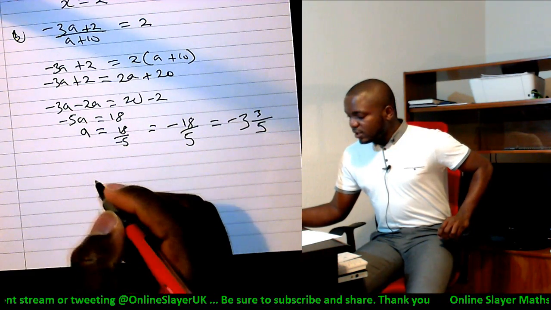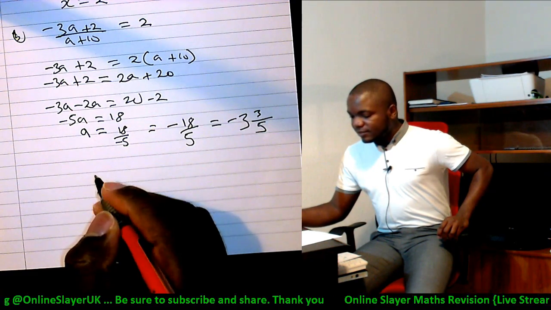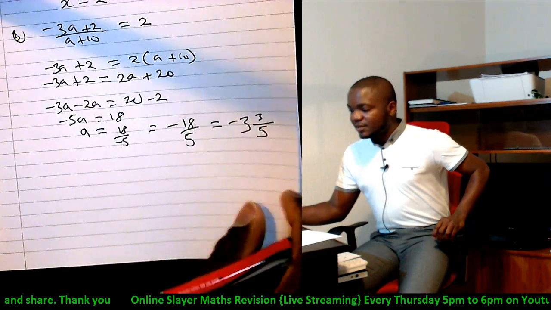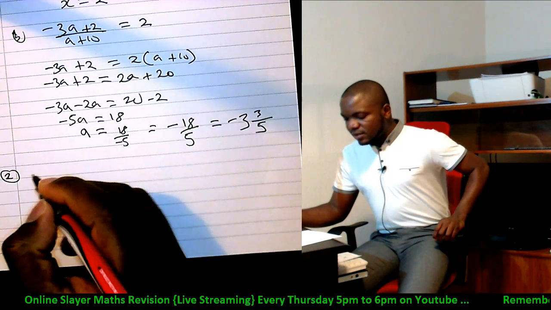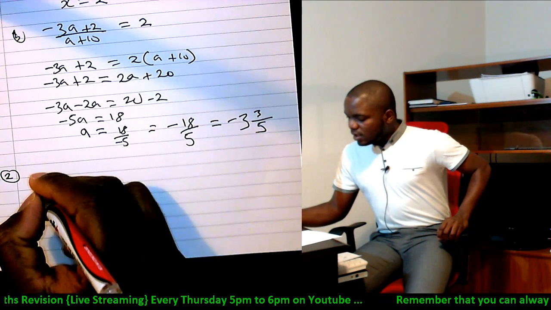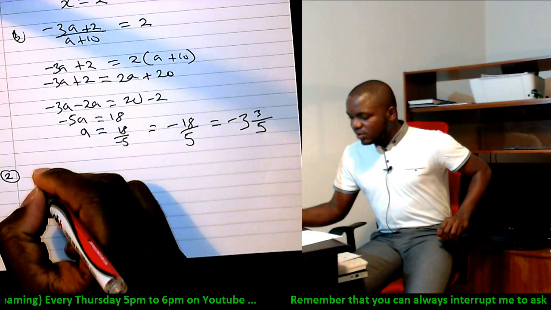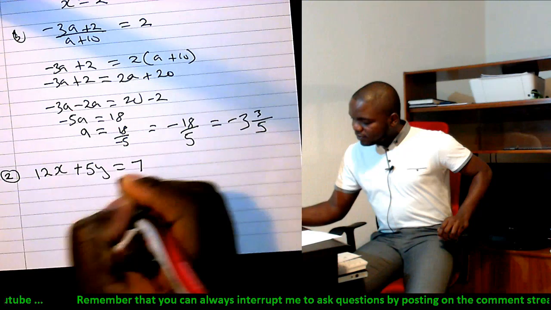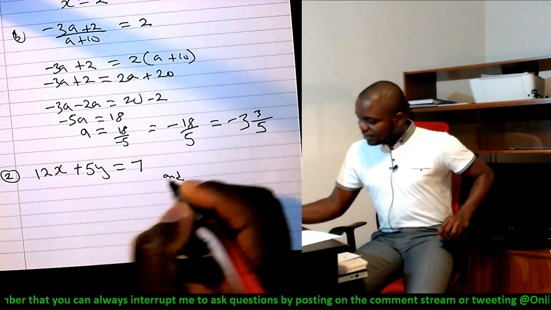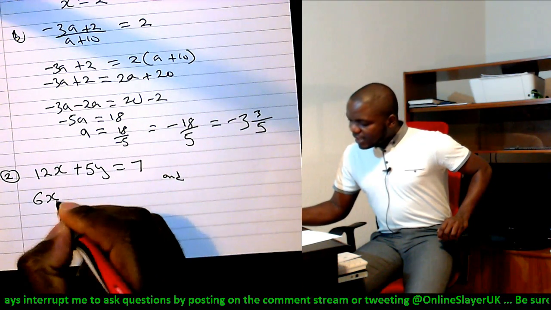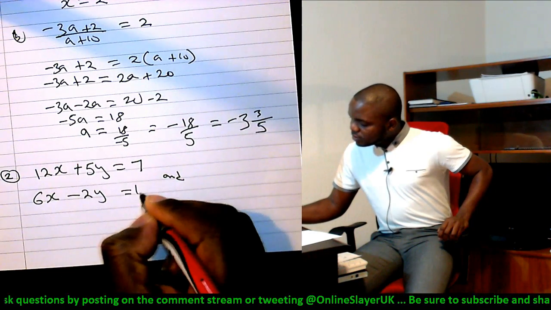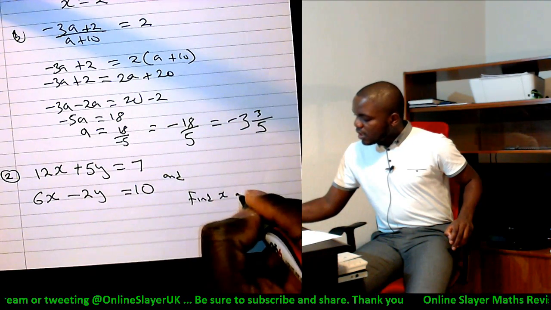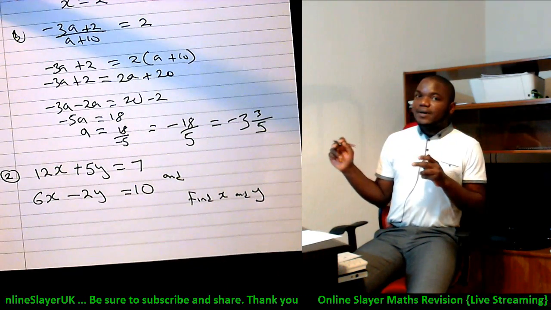Now this is more interesting because we now have x and y's. That's what we really mean by simultaneous equations. I just gave you those ones to warm you up. Now, the next thing is, a real problem of simultaneous equations will look like this: 12x plus 5y equals 7 and 6x minus 2y is equal to 10. Find x and y that satisfy this problem.